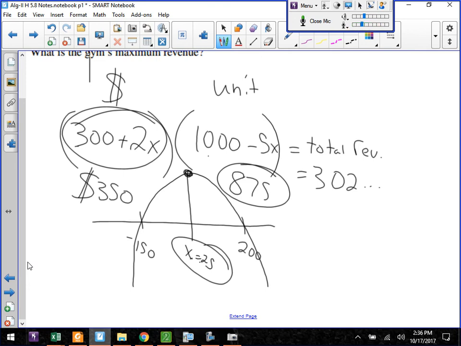Yes, ma'am. Because that would maximize your total revenue. That will give you the most revenue. All right. Does that help? That's what that little piece of value means. It substitutes back and forth like that. Okay. What else we got?